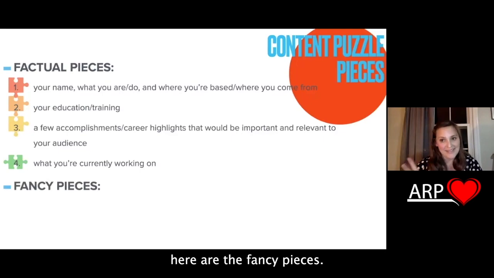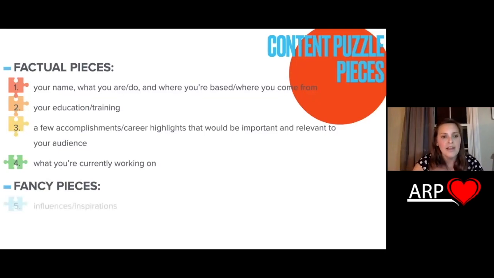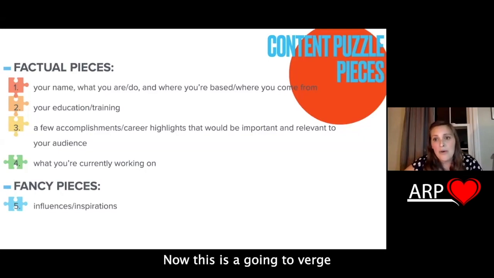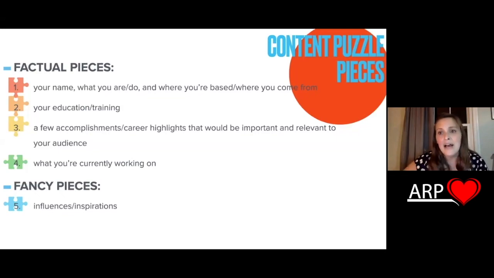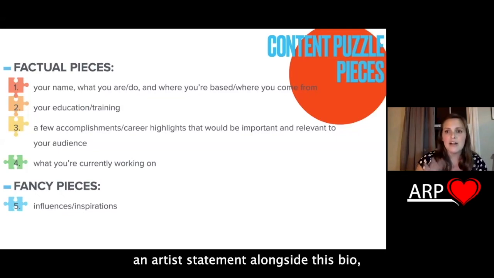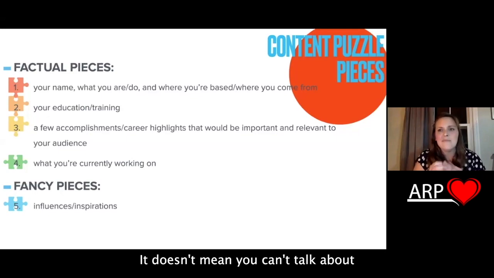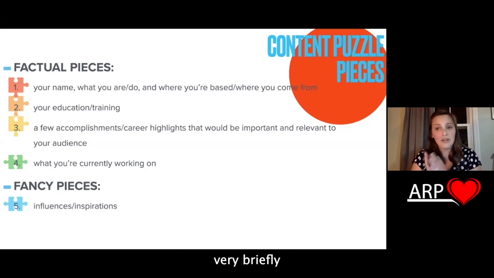Here are the fancy pieces. So if you're writing for an informal context or a formal context with a longer limit and you have the space to add these in. The 5th is your influences or your inspirations. Now, this is going to verge onto artist statement territory. So if you are submitting an artist statement alongside this bio, I would just encourage you to make sure that there's not any overlap in the 2 documents. That doesn't mean you can't talk about your inspirations or influences, but you might just do it very briefly if you've covered it in your artist statement or in a slightly different way.